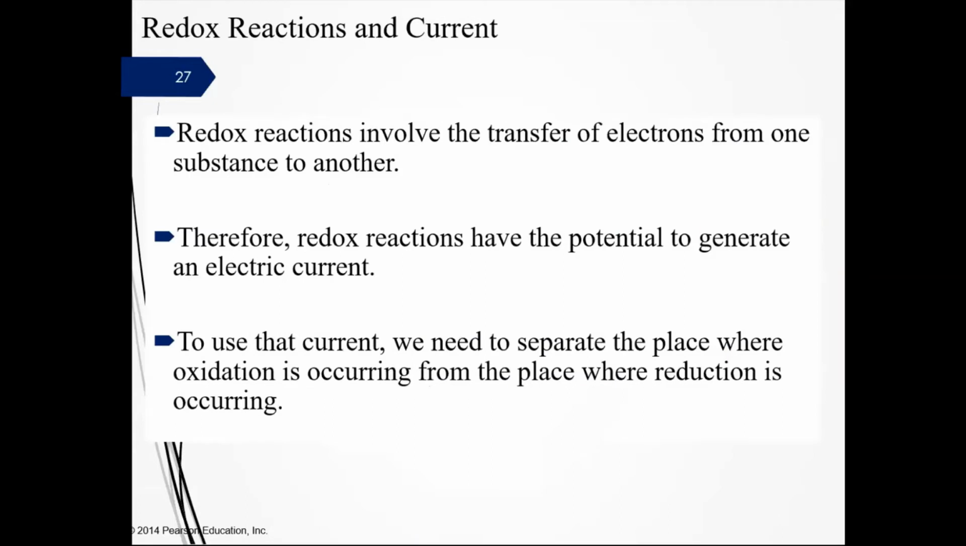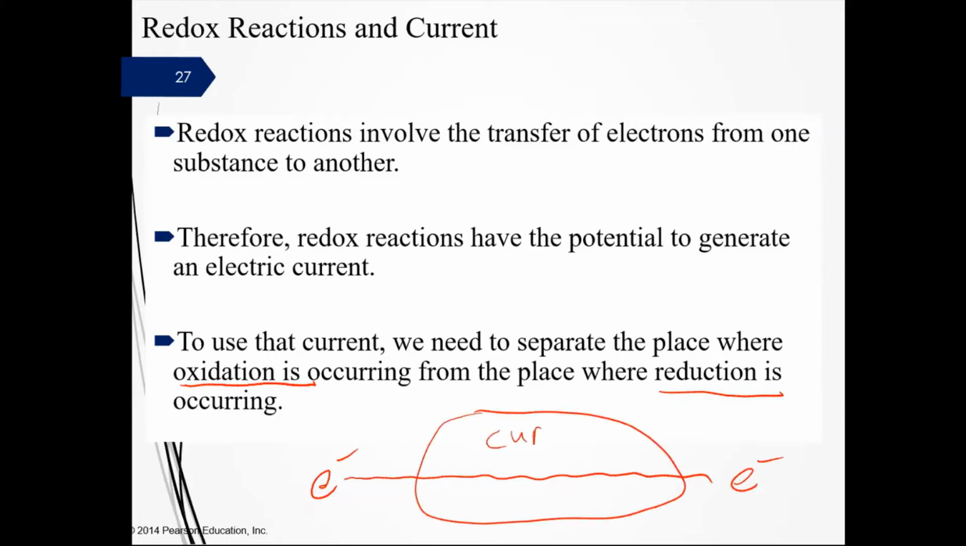So since redox reactions involve the transfer of electrons from one substance to another, they also have the ability to generate a current. Now to use that current, we have to separate where the oxidation is occurring from where the reduction is occurring. That way, if we make electrons over here, we can make those electrons travel across to where they're going to be used for the reduction. And so in this period over here, we would have some current.